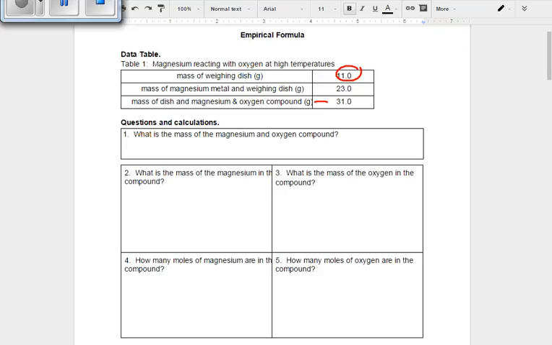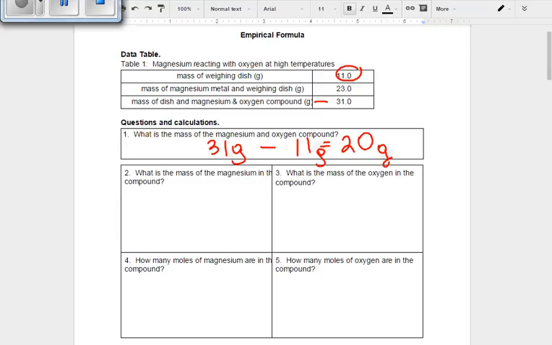The first question asks, what is the mass of the magnesium and oxygen compound? So we go to our data table, and when you look, the very first number, 31 grams, is the total mass of the dish with the magnesium and oxygen compound. So as long as we subtract the mass of the dish, we're going to be able to get the mass of the compound itself.